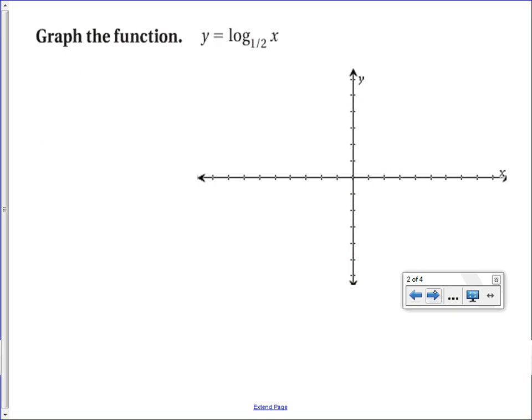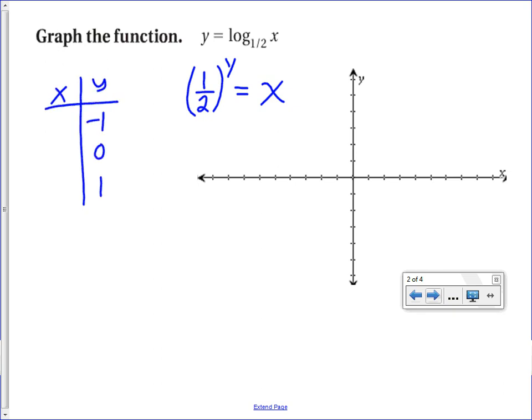This one's similar, only now our base is a fraction, but it's okay, it's going to work the same way. So we're going to rewrite it as an exponential equation. Our base is 1/2. I like to put that in parentheses with the exponent outside. Our exponent is y. Again, that equals x. So when I make my xy table, I want to fill in our regular values for y and plug those all in to figure out x.